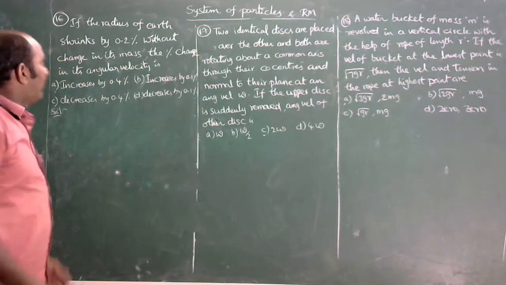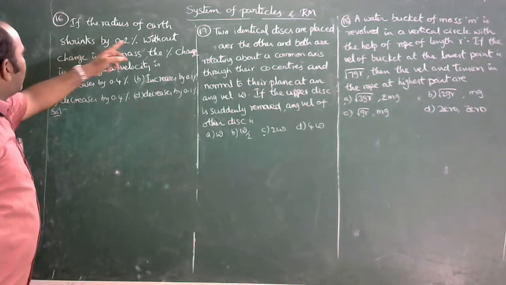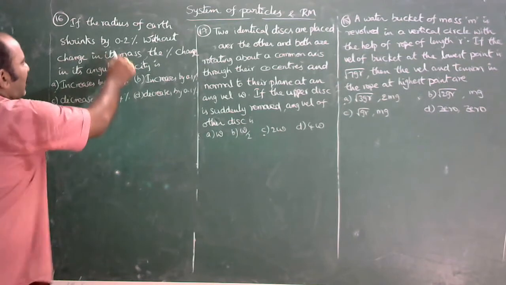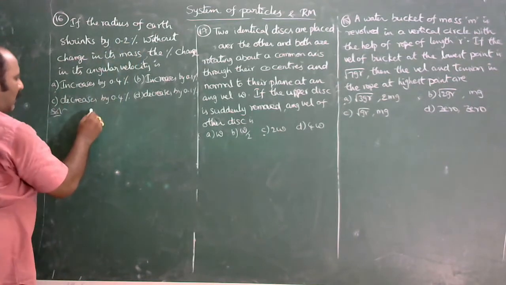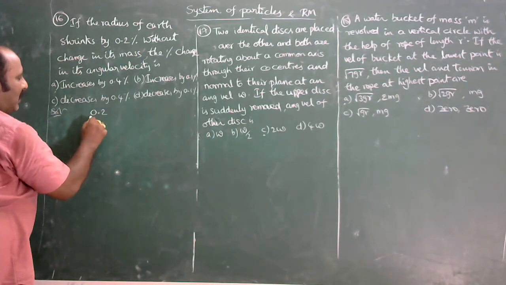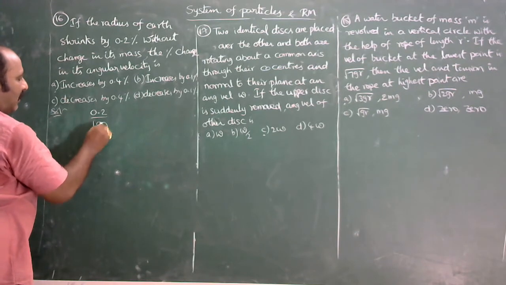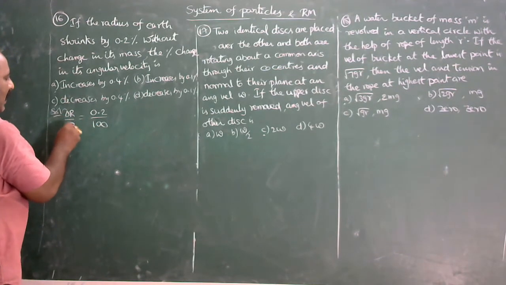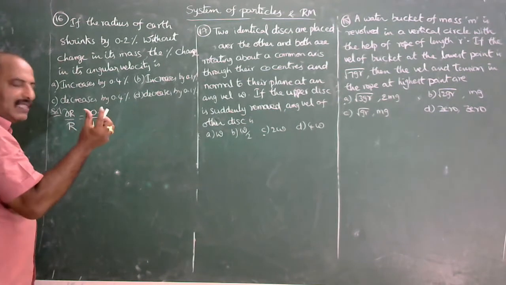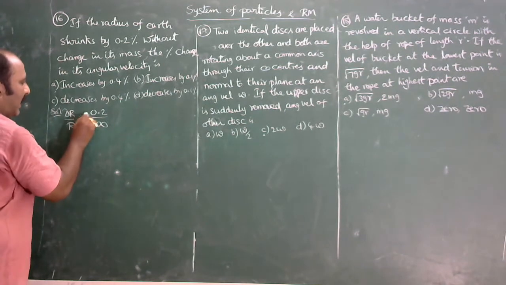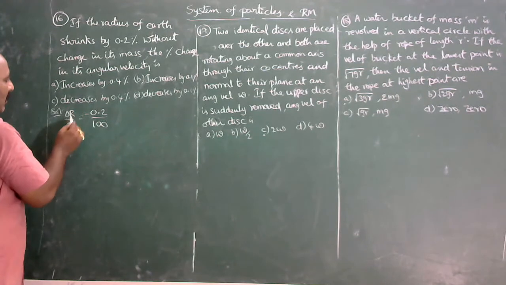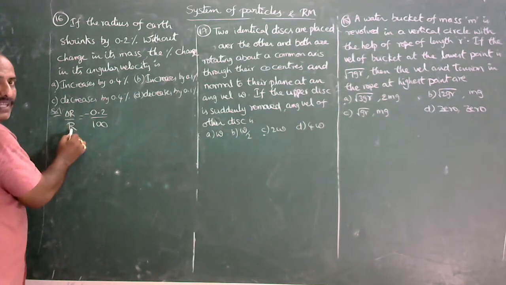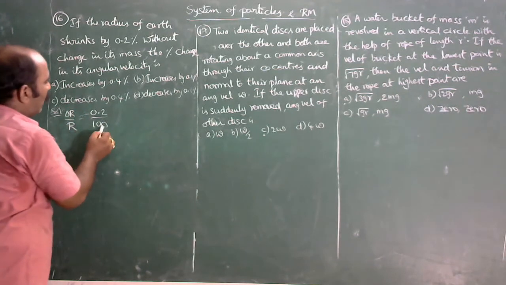Okay. Next, if the radius of Earth shrinks by 0.2%, this means 0.2 by 100. This is equal to change in radius by original radius, delta r by r. Shrink means radius decreases, that's why take negative. So the given term is delta r by r is equal to minus 0.2 by 100.